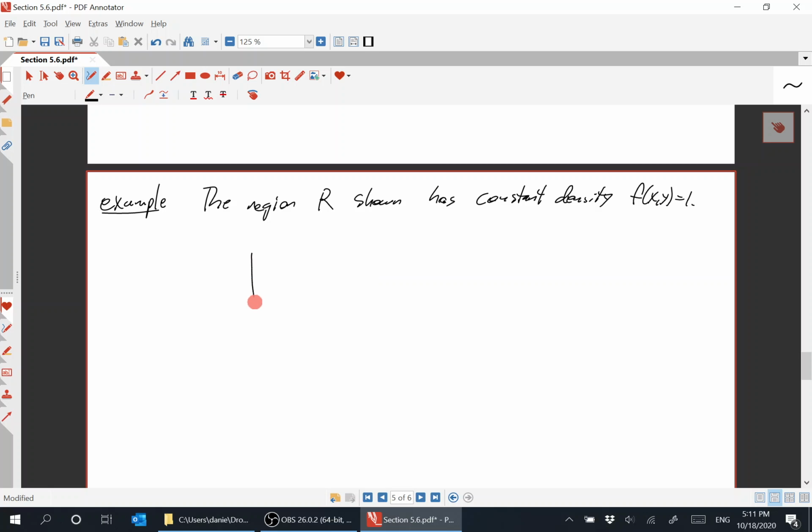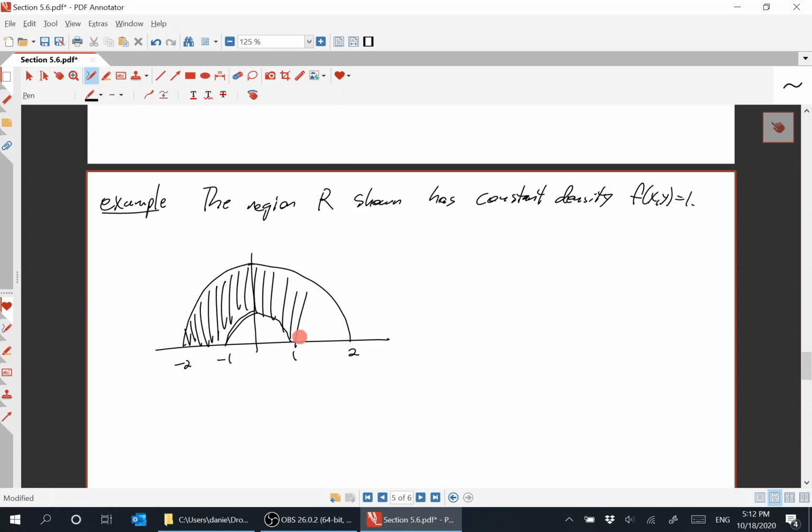Okay, so I'm just going to make a polar rectangle. So let's say that this is the circle of radius 2. This is the half circle of radius 1. And that's our region right there. And it's got a constant density. So we're going to guess that x bar, y bar is where?